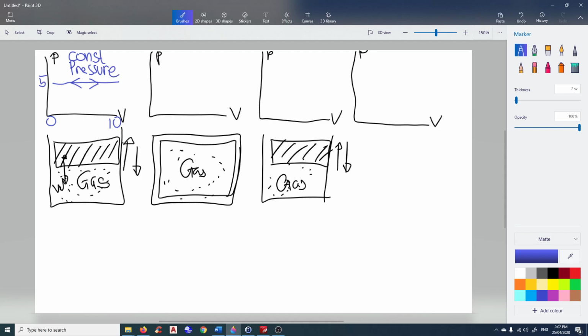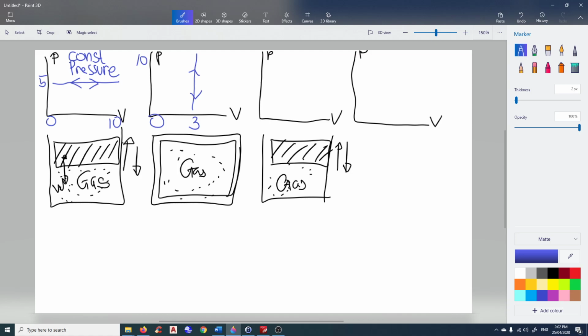The next one, we're going to have a look at constant volume process. So constant volume, we just go like that. So the volume is fixed, say 3. So the volume is always 3, but the pressure changes.